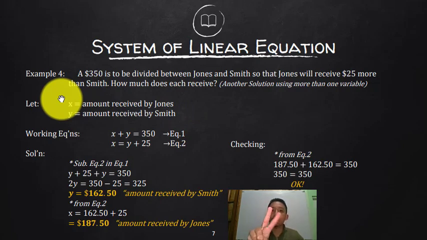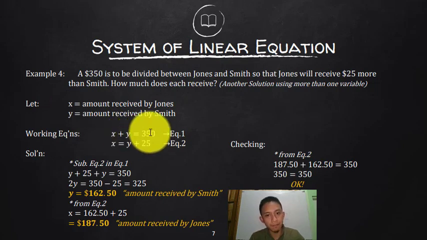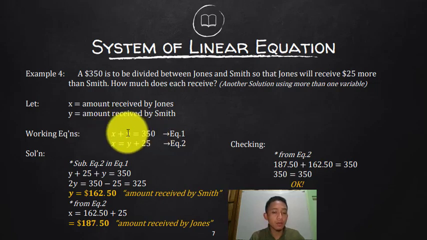Okay, 2 equations. So for the first equation, go back to the given. Those are your pointers for you to create your equation. So 350, what is that? That is the total sum of the amounts received by Jones and Smith. So if X is for Jones and Y is for Smith, then you will have the equation X plus Y, which is 350.